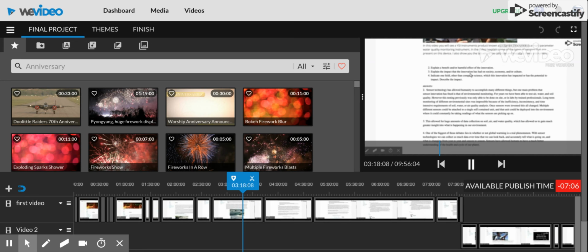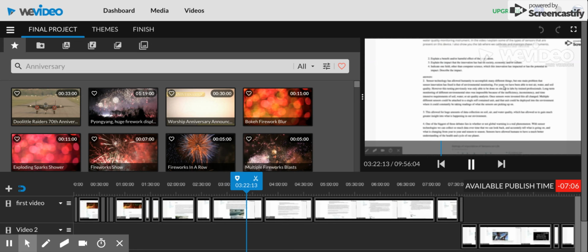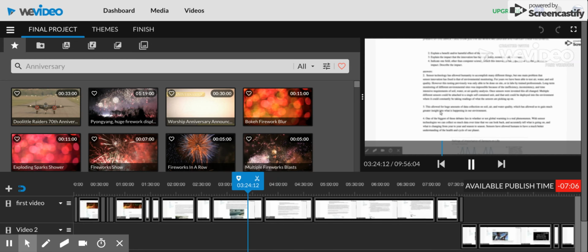Question 3, explain the impact that the innovation has had on society, economy, and or culture. So what this has allowed for is accurate, like I said, data collection on the environment, which is not only water, it can be soil and air as well. But these sensors have allowed us to gain a much better insight into what's going on in our environment.